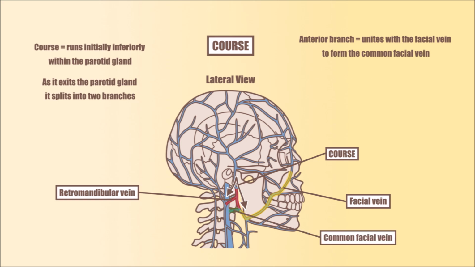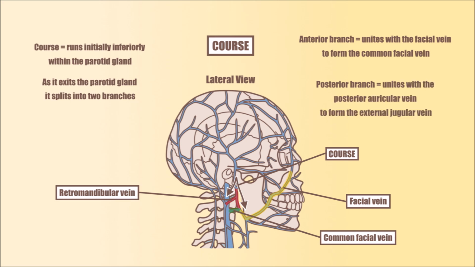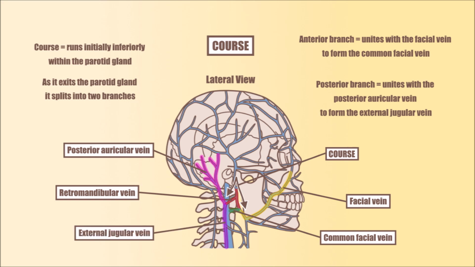The second branch is the posterior branch. This branch unites with the posterior auricular vein to form the external jugular vein. The posterior auricular vein can be seen here highlighted in pink and the external jugular vein in purple.